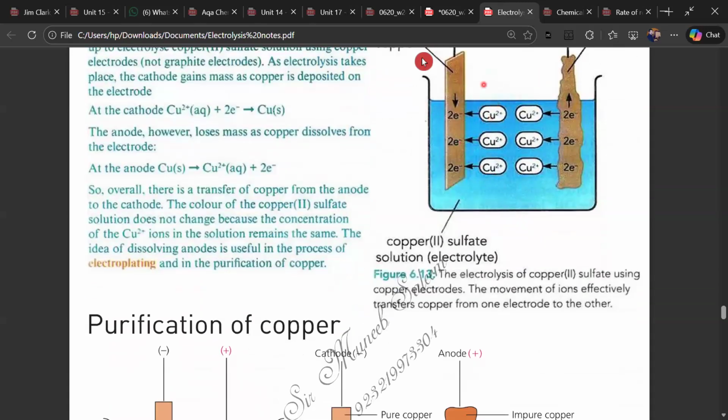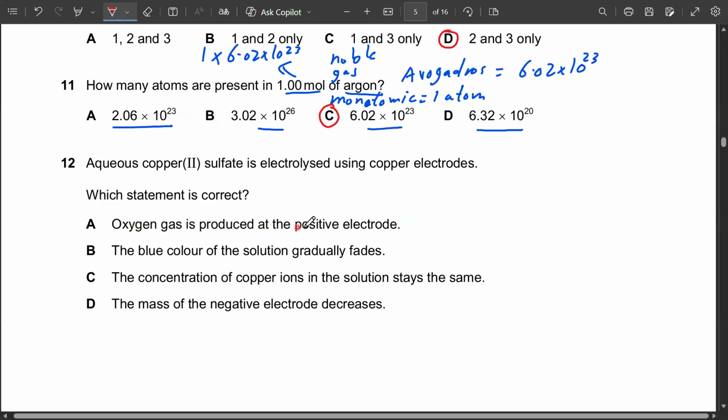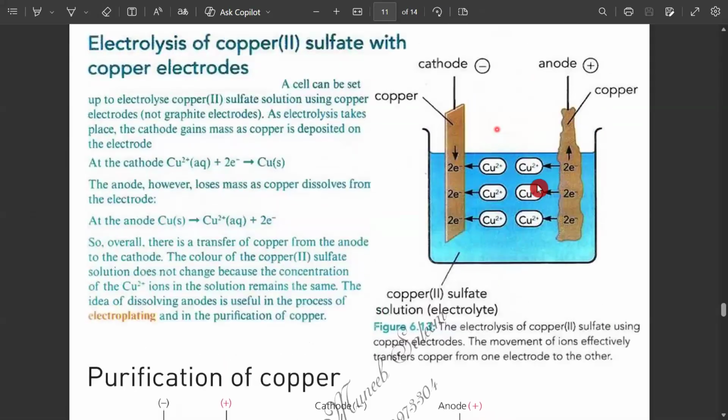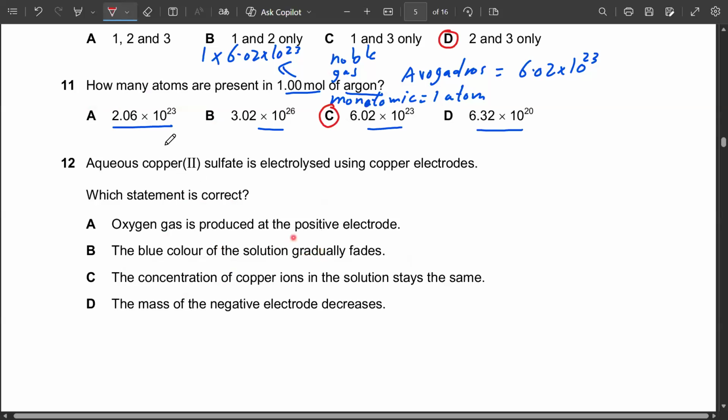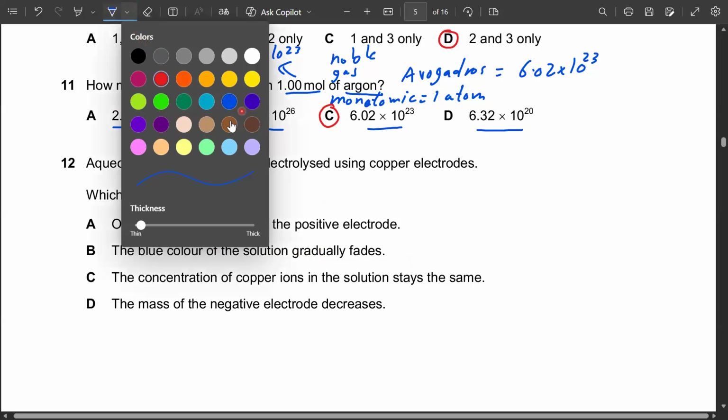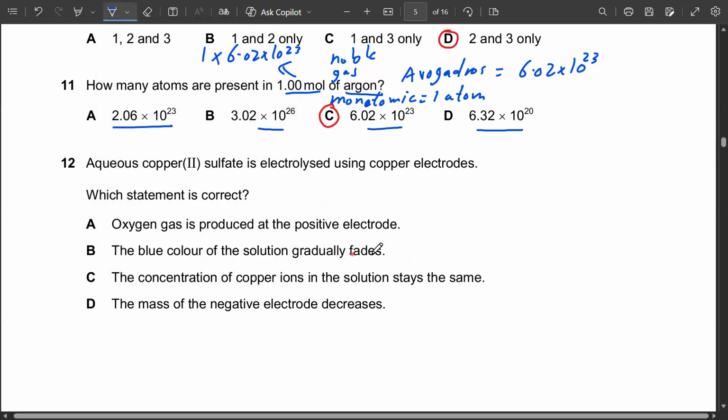So let's go to the questions now. The first says oxygen gas is produced at the positive electrode. We do not find oxygen gas. Instead, at the positive electrode, we find the formation of copper ions. Copper ions are produced at the anode, not oxygen gas. Then, the blue color of the solution gradually fades. So no, the color does not fade. It remains blue. That is incorrect.